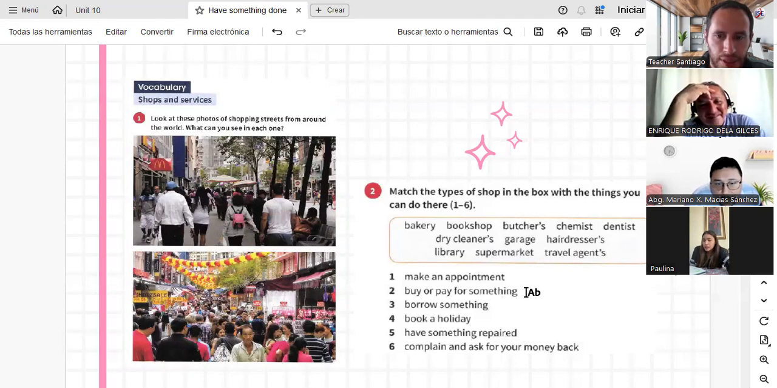Appointment? Buy and pay for something. Pay for something. What's the meaning of appointment, Paulina? Appointment, cita médica. Okay. So, bookshop. Borrow something. Book a holiday. Do you know the meaning of book in this context? Usually book means libro, right? But it also means agendar.